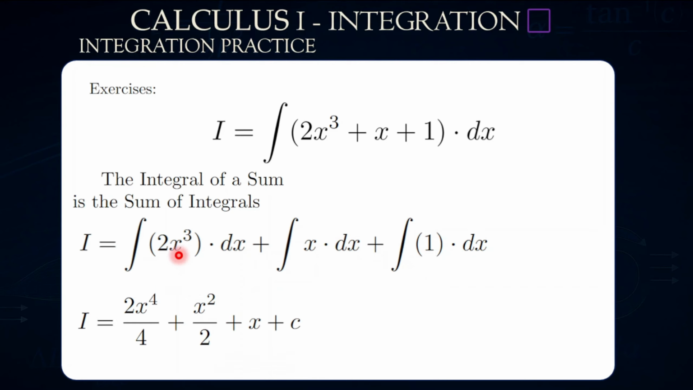I is equal to, okay, 2x³ dx. Now 2 is a constant, you remove it outside of the integral. x³ dx, the integral for that is x to the power of 4 divided by 4. Then the integral of x dx is x to the power of 1 plus 1 divided by 1 plus 1, which is x² divided by 2, plus the integral of 1 dx, or simply dx, x simply, plus c, the constant for all of these parts.